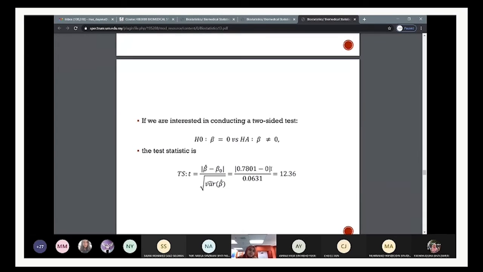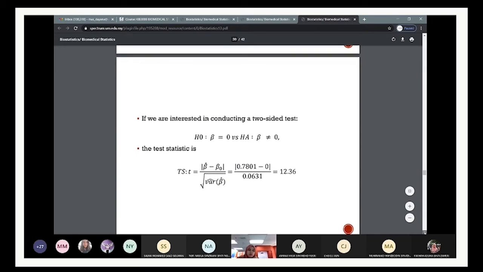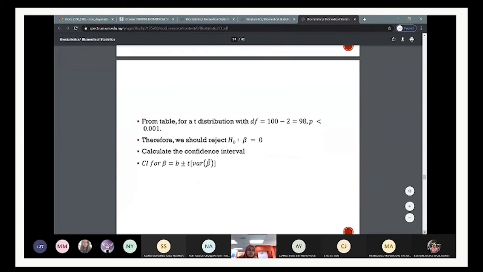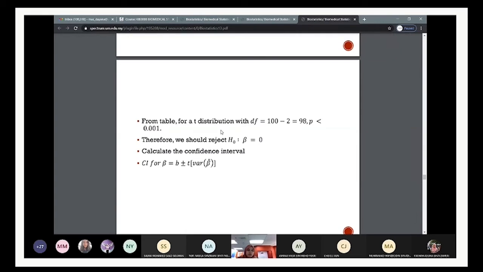The beta hat minus beta 0, where beta 0 is 0, because remember the null hypothesis is beta equal to beta naught. So the beta naught is 0 here. So you can have the t value, and of course you can compare the t value with the one from the table. If you are using 0.001, we can reject the null hypothesis. Then you can also calculate the confidence interval for beta.